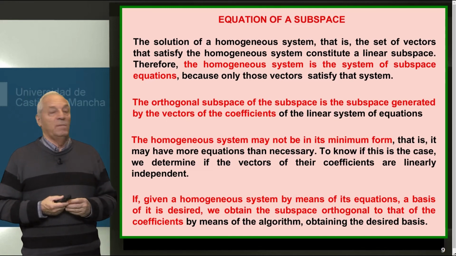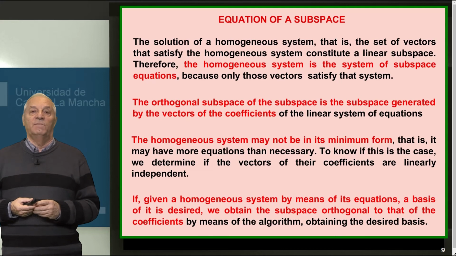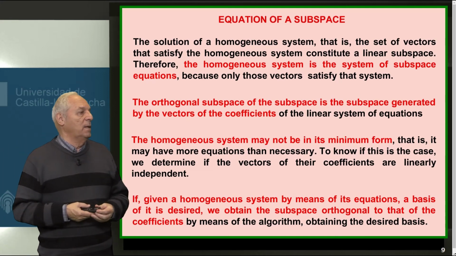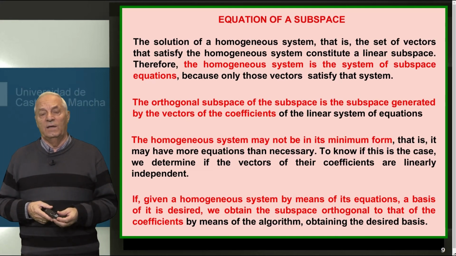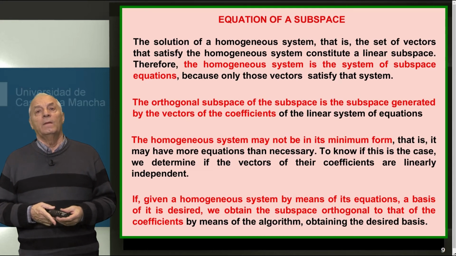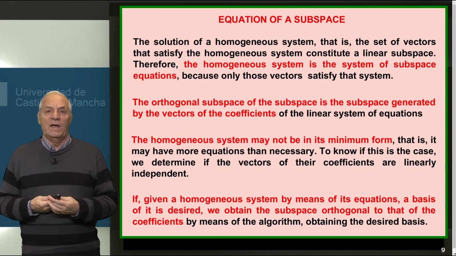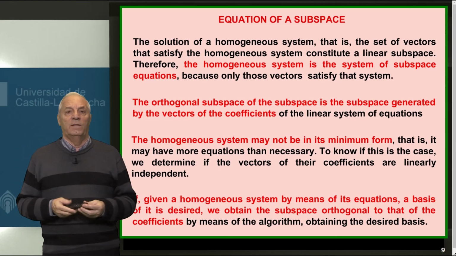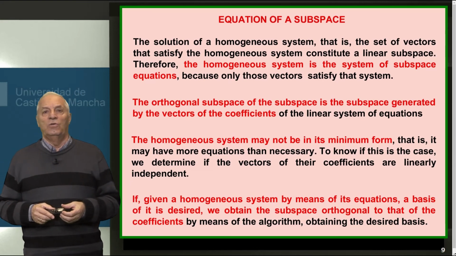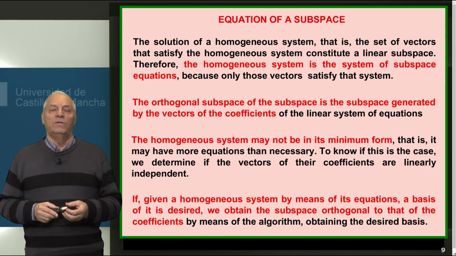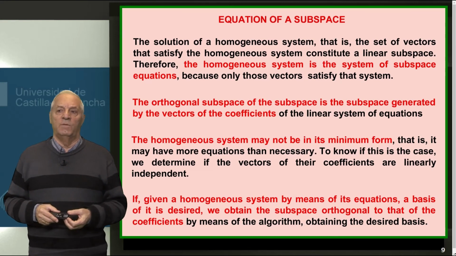So, as a conclusion of this lesson, we can say that the orthogonality has allowed us to see the problem of homogeneous systems in a very different and very rich way, since it allows us to solve all possible subsystems of a given system. It has also allowed us to interpret in a clear way what the equations of a subspace are.